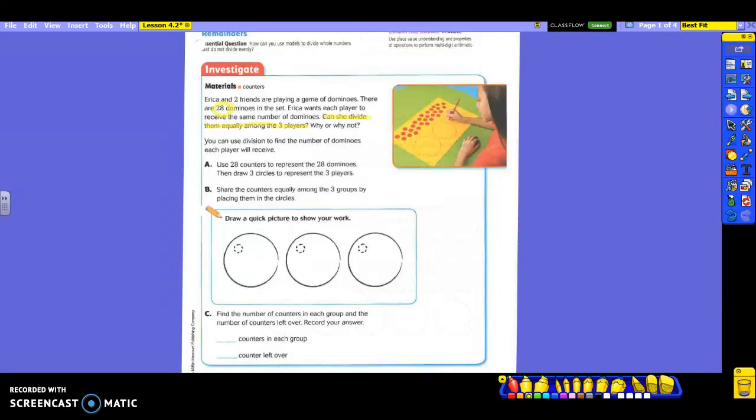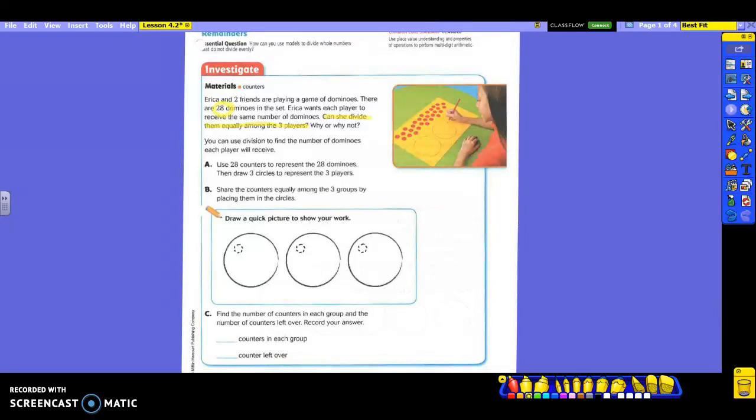So it says you can use division to find the number of dominoes that each player will receive. It says to use 28 counters to represent your 28 dominoes. Then draw 3 circles to represent the 3 players. They kind of already started that for you, right? Okay. So then it says share the counters equally among the 3 groups by placing them in the circles. So you're going to get out 28 counters. They're not going to fit in these 3 circles. You need to make 3 piles on your desk. 28, count them out equally, please.